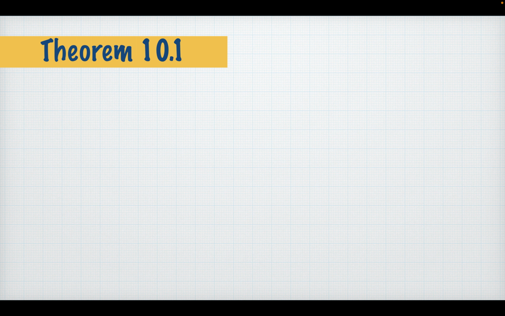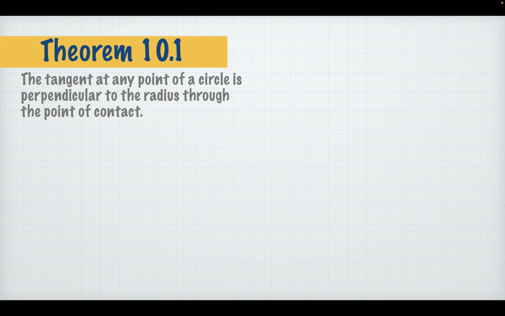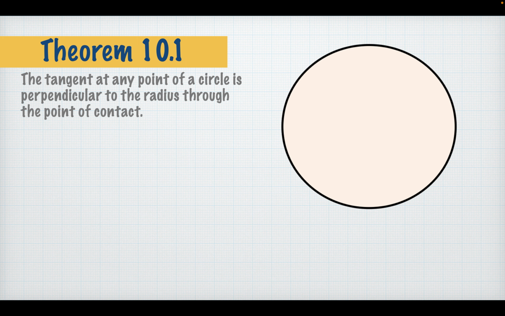Now let's learn Theorem 10.1. This theorem says that when you connect the center of the circle to the point of contact, that means the point where the tangent touches the circle, then that line is going to be perpendicular to the tangent.